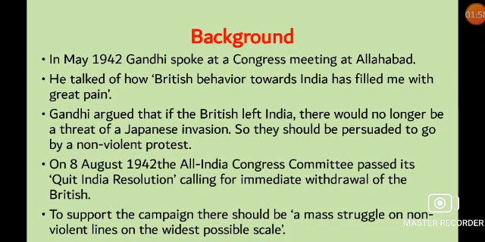So, on 8th August 1942, the All India Congress Committee passed its Quit India resolution calling for immediate withdrawal of the British. To support the campaign, there would be a mass struggle on non-violent lines decided on the widest possible scale.